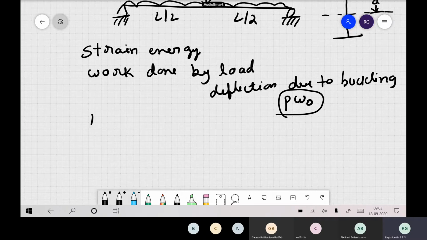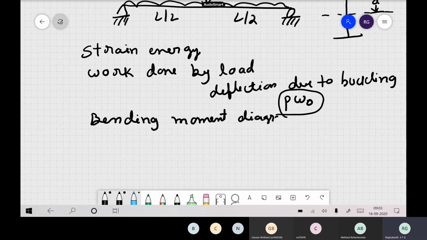Or otherwise, you write the bending moment diagram. Work done by any moment will be given by M into theta. So you can use whichever is easy, follow that, and you can solve the problem itself.